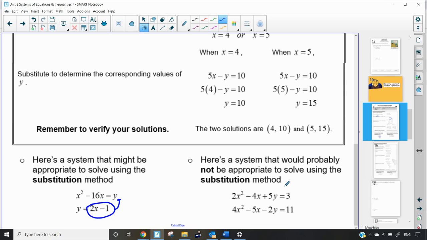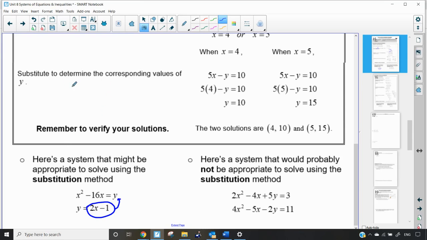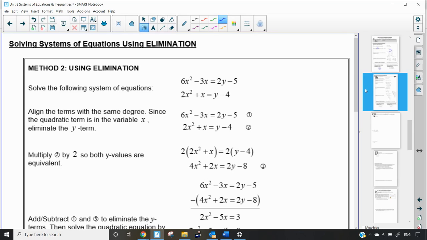All right, now let's take a look at our second method for solving algebraically, which is elimination. Elimination is also sometimes called addition or subtraction in some books, or some videos will call it addition or subtraction, because essentially we are adding or subtracting our equations. But it's known as elimination because our ultimate goal is to eliminate one of our variables so that we can solve for the other variable.